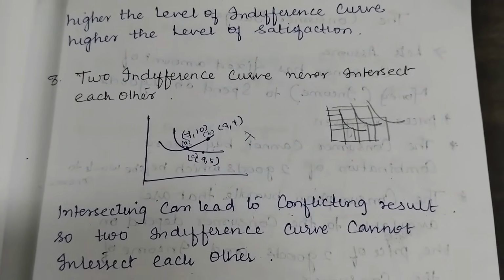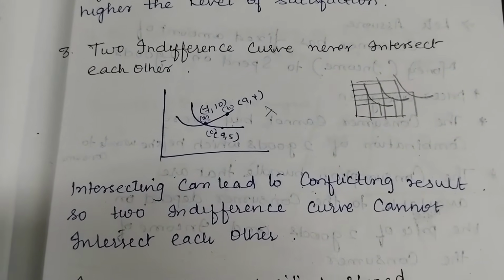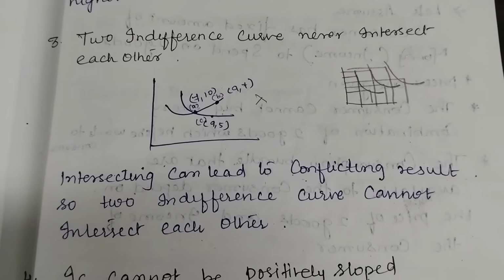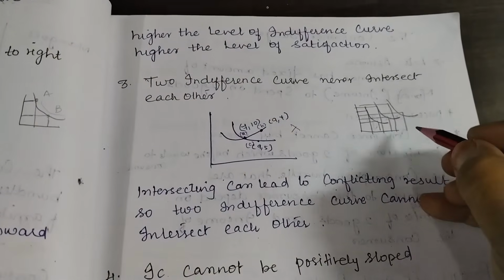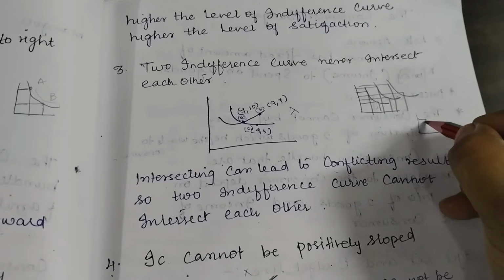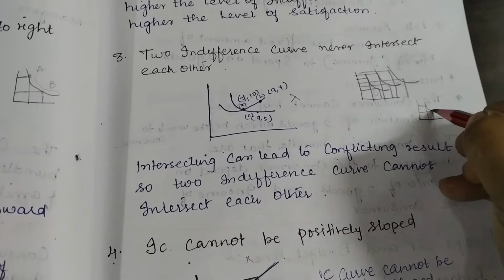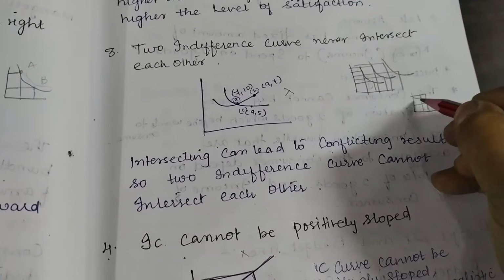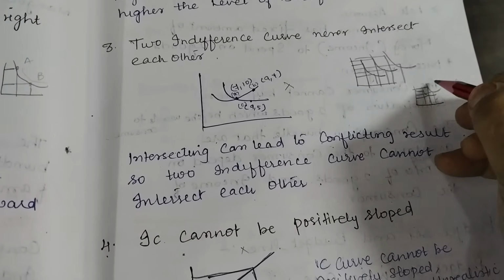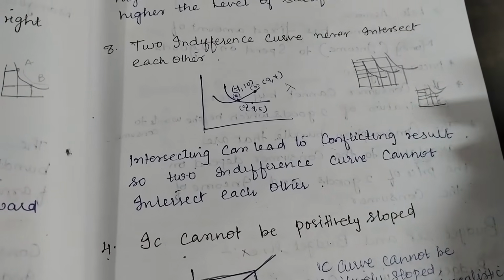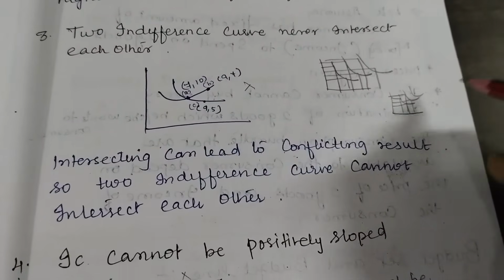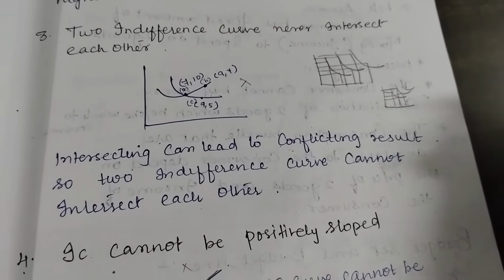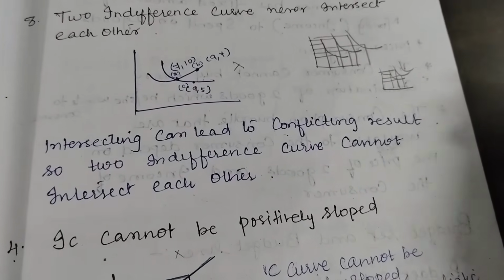Next, two indifference curves never intersect each other, because every combination on an indifference curve gives the consumer the same level of satisfaction. So every time, each higher combination keeps on giving the consumer a greater level of satisfaction. So there is no chance for indifference curves to intersect. If they intersect, it can lead to a conflicting result.